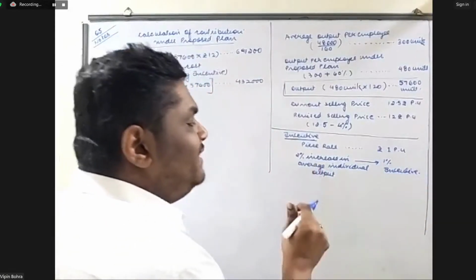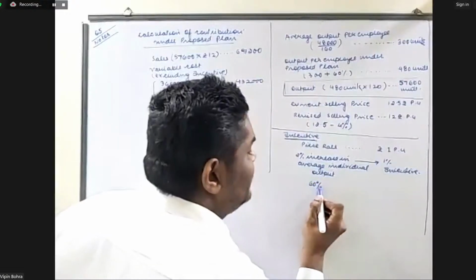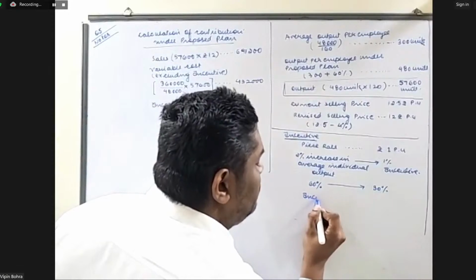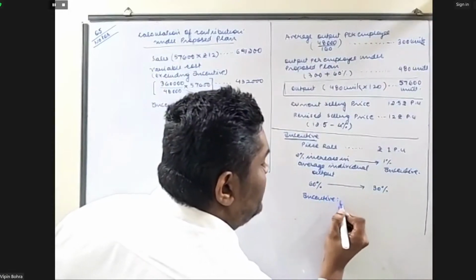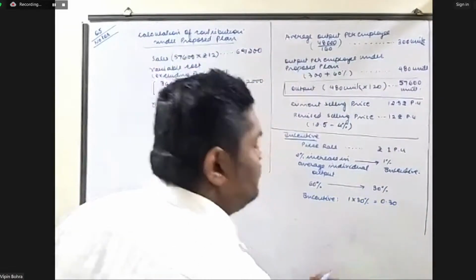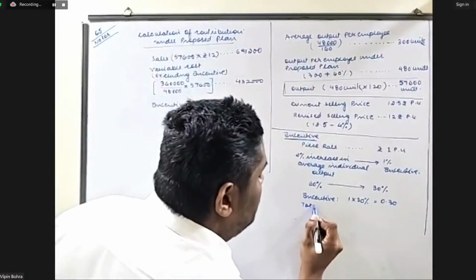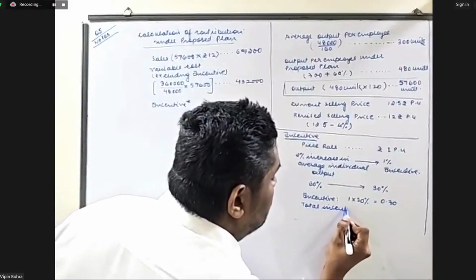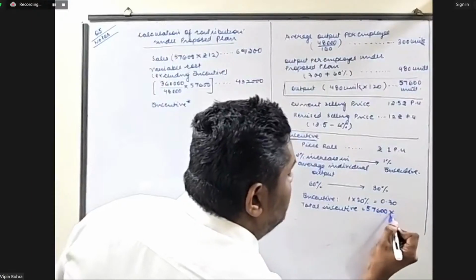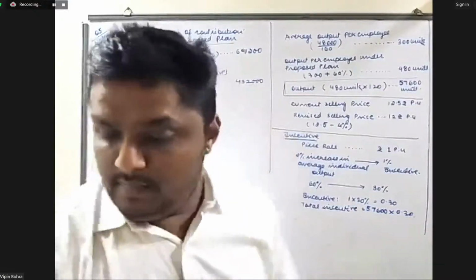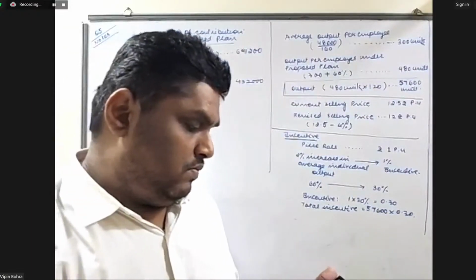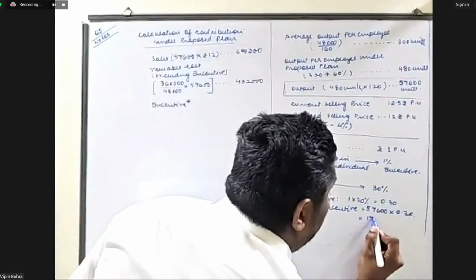So here the average individual output is increased by 60%. So my incentive will be 30%. It means my incentive will be 1 into 30%, that is 30 paisa. So total incentive will be 57,600 into 0.30, which is 17,280.